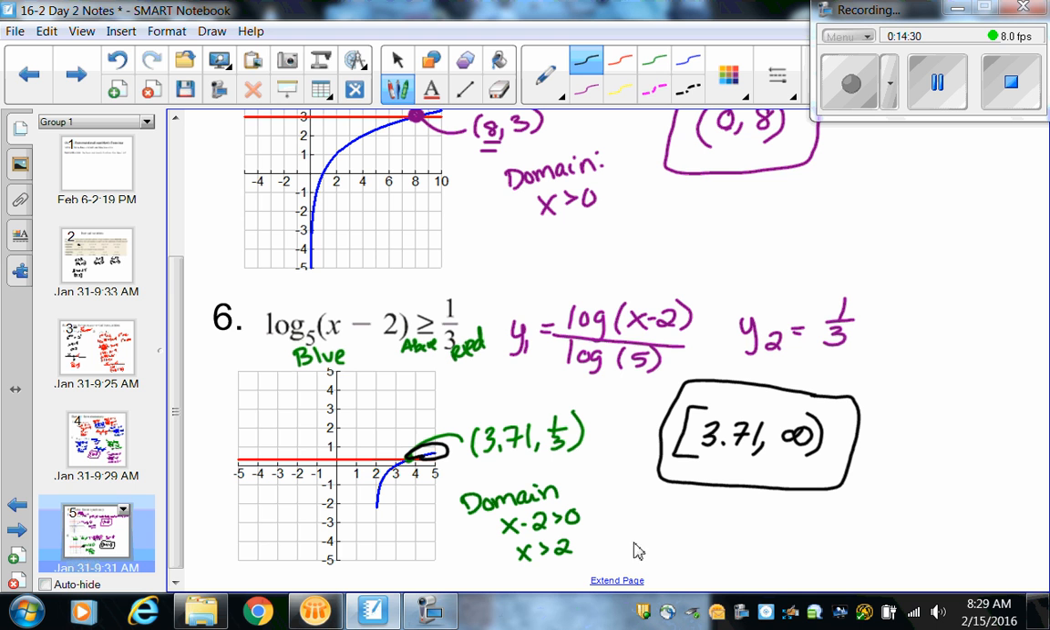Now, let's play the what if. What if it had said less than or equal to? Then in that case, it would be this bottom part, and your domain restriction would come into play, and your answer would be from 2 to the intersection. And since there's an equal sign at the intersection, you can have a bracket.